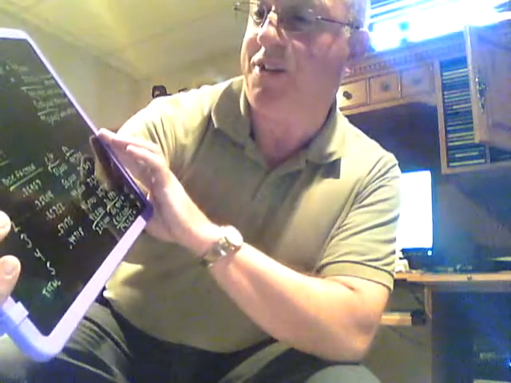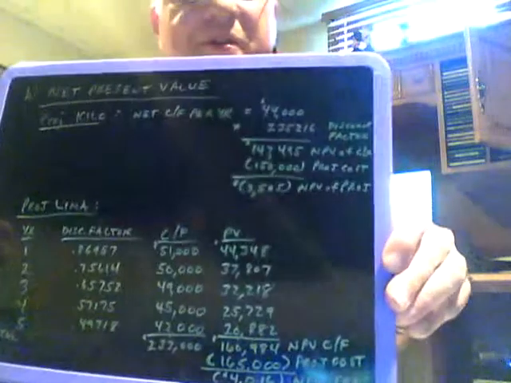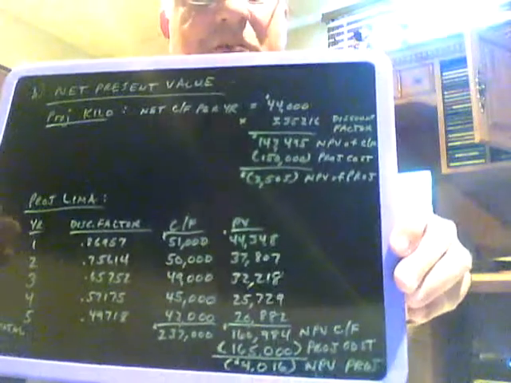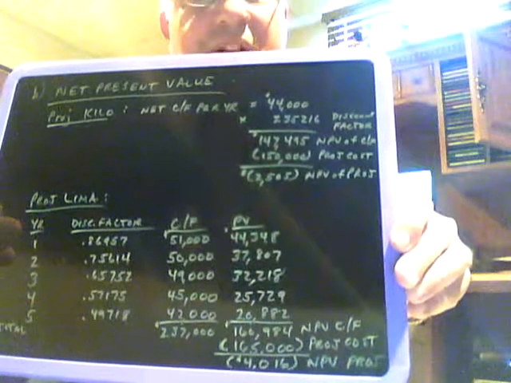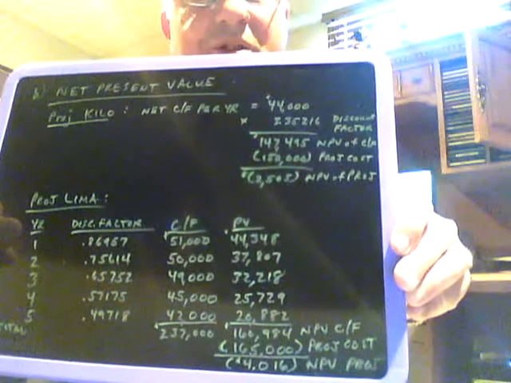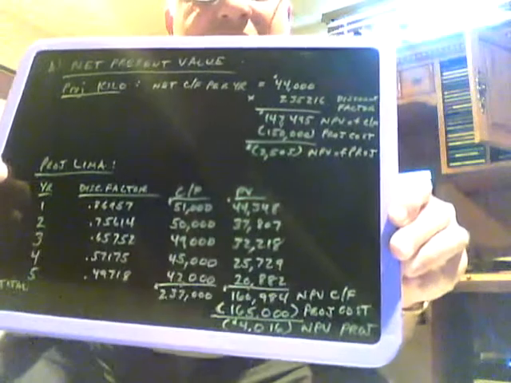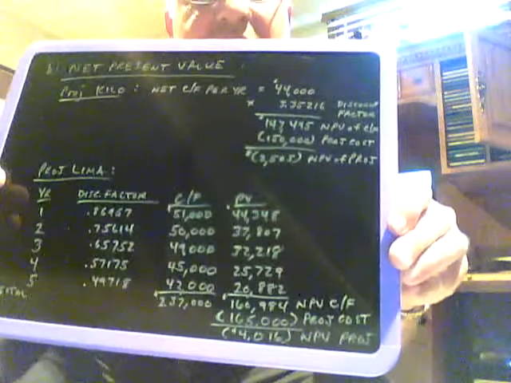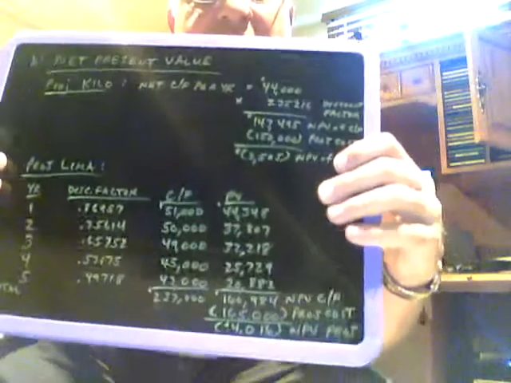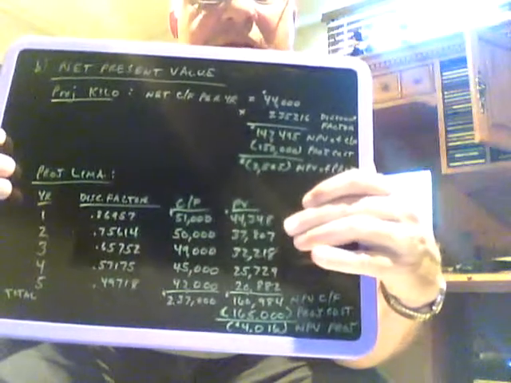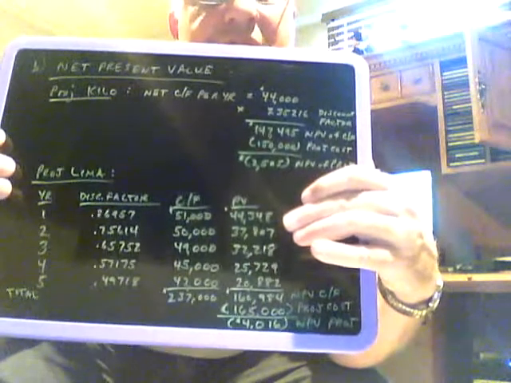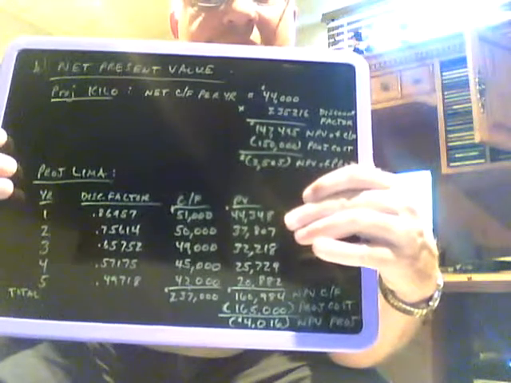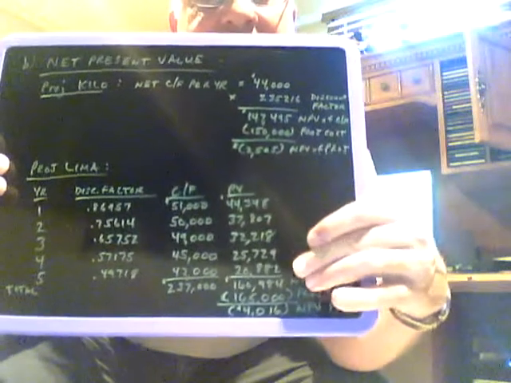In year 1, we're looking at, again, I apologize for my small writing, just trying to get the whole thing on the one board here, 0.86957 is the discount factor for year 1, and by the time we get to year 5, it's down to 0.49718. When we multiply those discount factors times the annual cash flows, which again are different every year in this case, we get a present value of the cash flows. So for example, we get 44,348 in year one based on that 0.86957 times 51,000 of cash flow, and so on down the line.